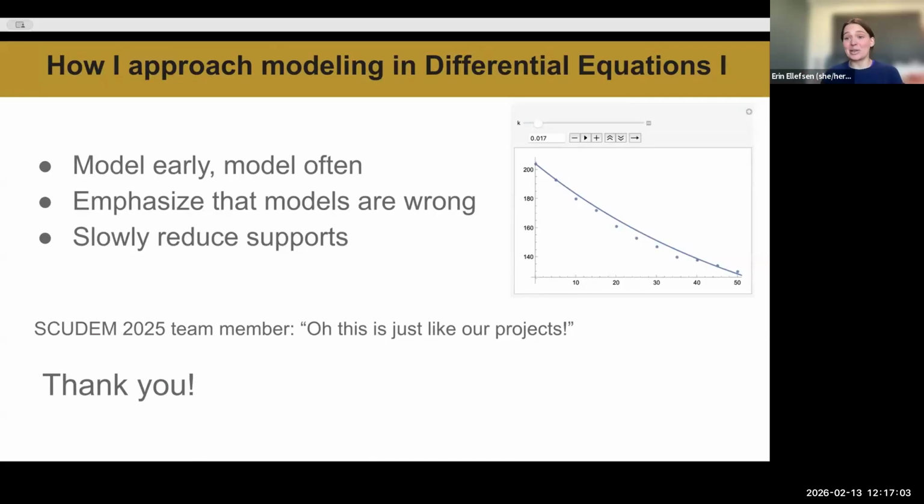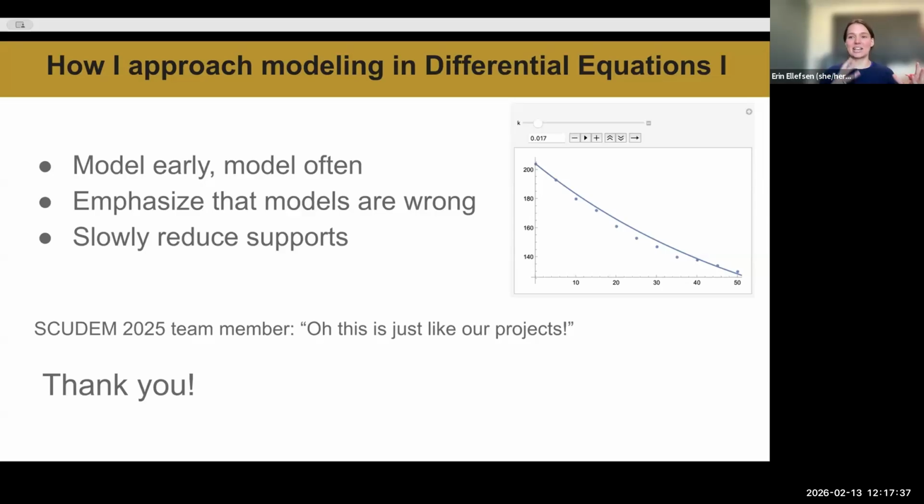the first one is I model early, I model on day one, and I model really often. And then I also emphasize that models are wrong. I've gotten some pushback on this statement, but I think for my students that are really nervous to fail, that's a really powerful statement: you're never going to reproduce reality perfectly. And so that's what iterating through this modeling process is for: you can see whether your results work and then go back and repeat. And then finally, I slowly reduce supports.